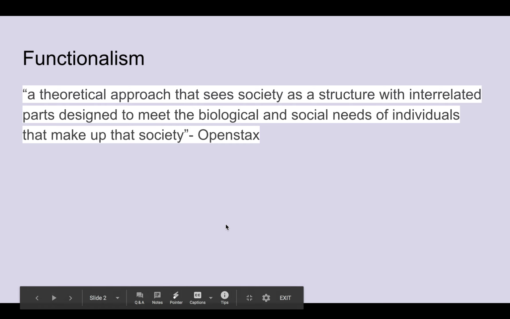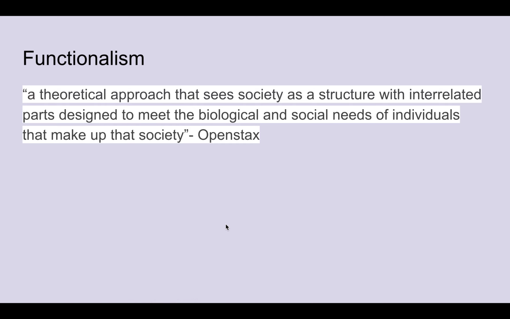So, to define functionalism, it is a theoretical approach that sees society as a structure with interrelated parts designed to meet the biological and social needs of individuals that make up that society. And this definition is from our sociology textbook. And today I will be giving you some examples of how we see functionalism and how it is useful in society and how we understand it.